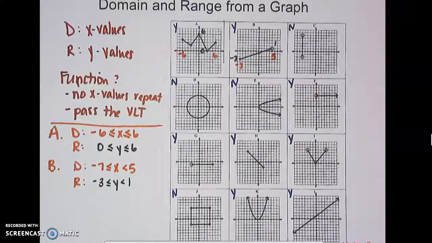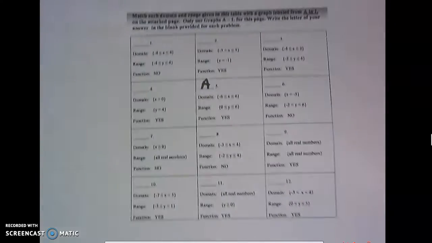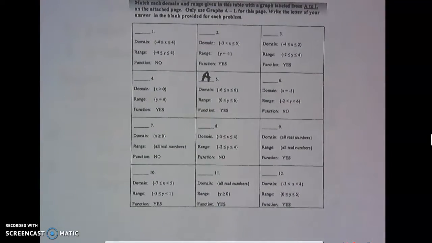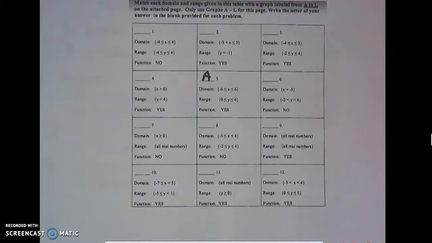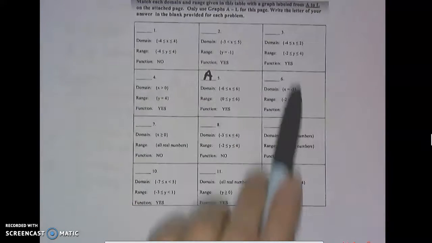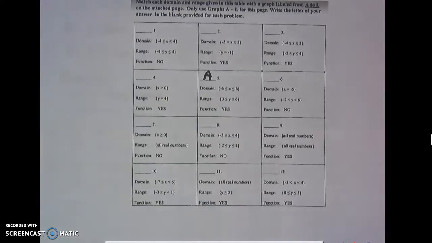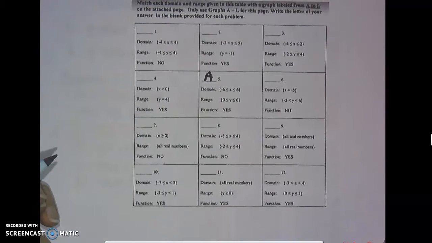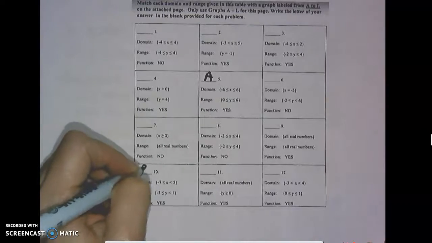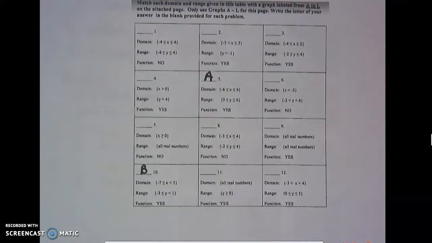Alright, so now that we have all of that information, we're going to put that together and choose something from the front of our paper. So we're going to flip over here. So obviously we're looking only at the ones that say yes. We can eliminate all the ones that say no. And the one that has the same information there is going to be number 10. So we're going to put a letter B there.